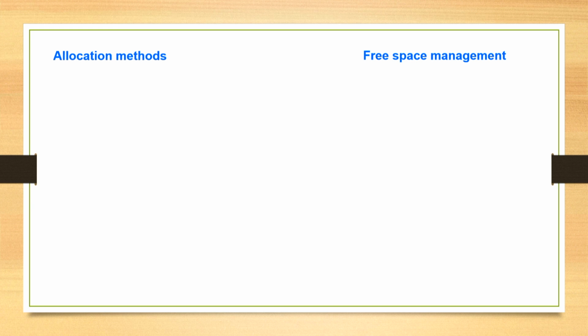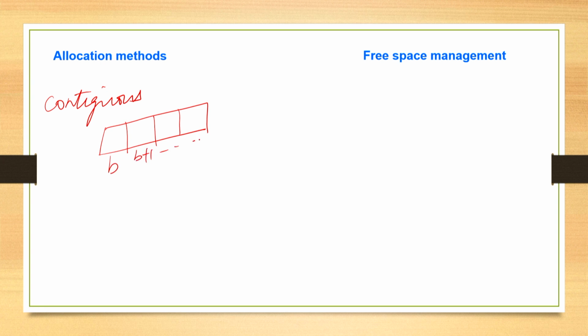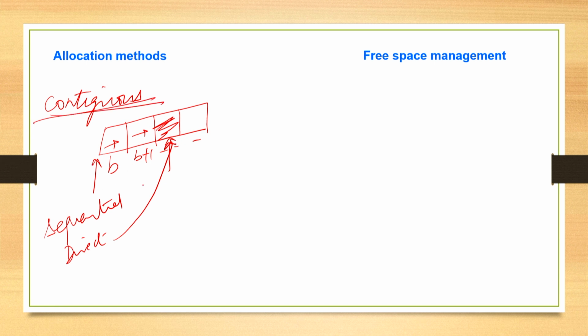So it may be contiguous allocation. Contiguous means in continuity. So one by one, B, then B plus 1, and so on. In this case you have the sequential access, meaning if the pointer is here, then first this one, and then it goes to this. Or you can have direct access to it, meaning you can directly go into this, and this is how the file is accessed. Another method is what?